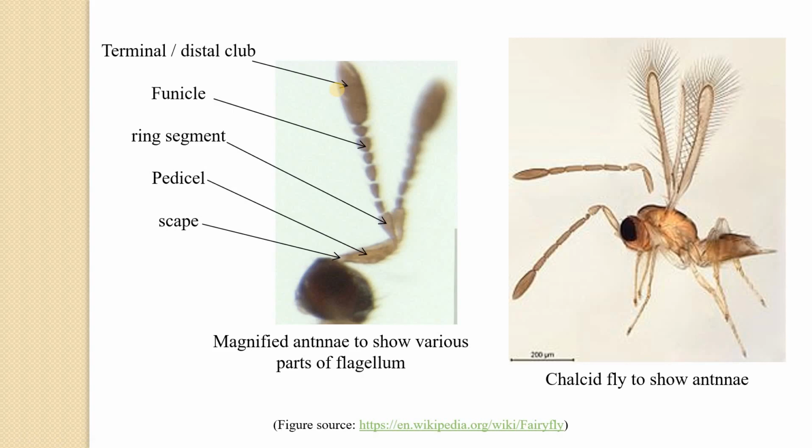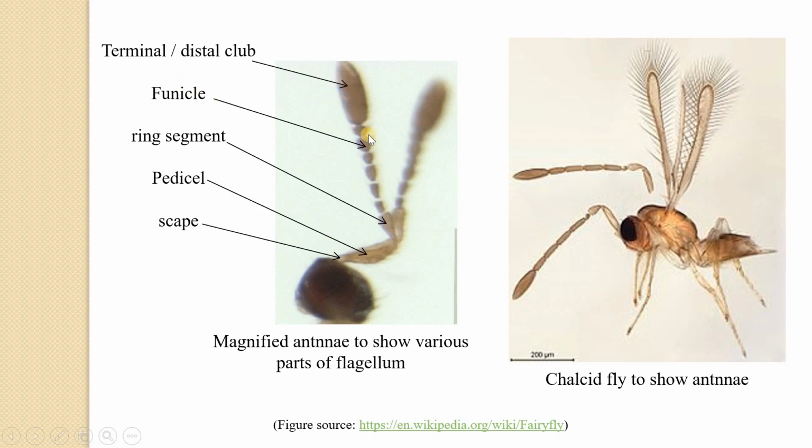The proximal region is composed of the ring segment. So this is the proximal region of the flagellum, referred to as the ring segment. Here, follow the label. So this is a ring segment. Then the middle region is composed of peg-like segments forming a funicle. So this one is a funicle, which has a peg-like structure, and the distalmost portion is composed of a swollen segment forming a terminal or the distal club.